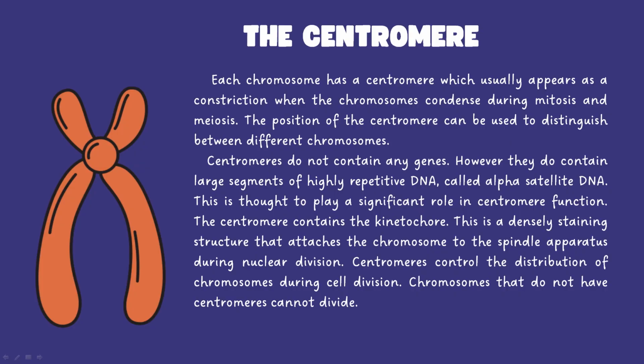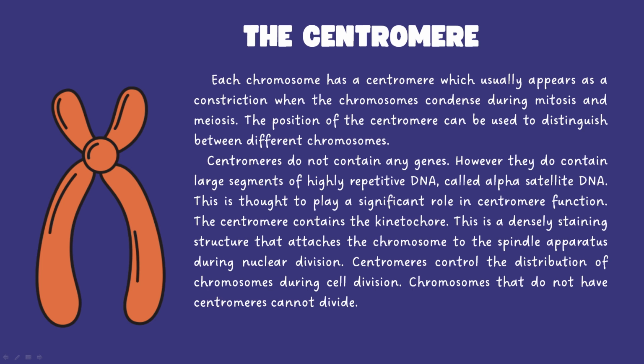The centromere. Each chromosome has a centromere which usually appears as a contraction when the chromosomes condense during mitosis and meiosis. The position of the centromere can be used to distinguish between different chromosomes. Centromeres do not contain any genes, however they do contain large segments of highly repetitive DNA called alpha satellite DNA. This is thought to play a significant role in centromere function.